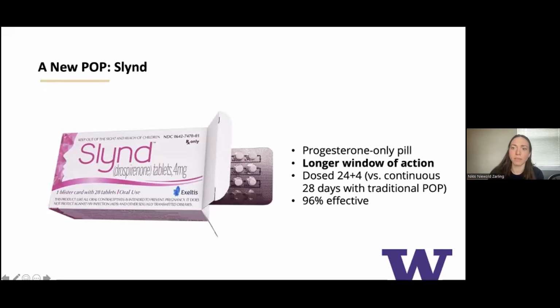And this is the progestin found in Yaz or Yasmin. It is a progestin-only pill, and it has a longer duration of action, up to 24 hours. So you don't have to be as strict to take it at the exact same time. It's 96% effective. It's also dosed 24 plus 4, so 24 active pills and then 4 placebo pills, which is comparable to a traditional oral contraceptive. And that's compared to just a continuous 28-day dose with norethindrone or a traditional progestin-only pill.